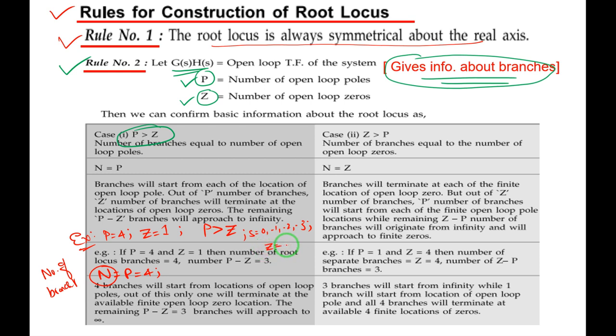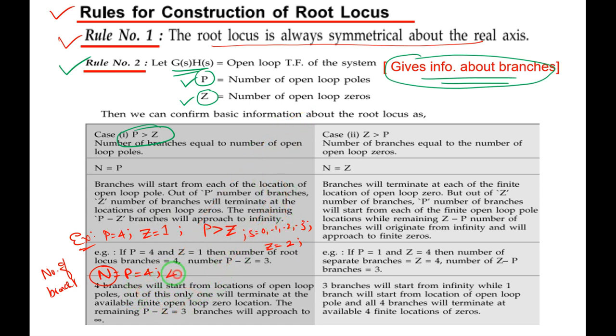Let me take it at, okay, let it be 2 or something like that. 4 poles are there, and always the branches will start from this 0, -1, -2. Always the branches will start from open loop poles, and since there is 1 zero, one of the branches will terminate on this available zero, and the remaining 3 will move towards infinity. I hope you are getting it.